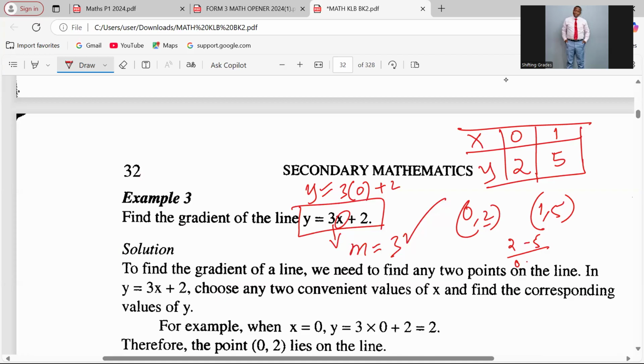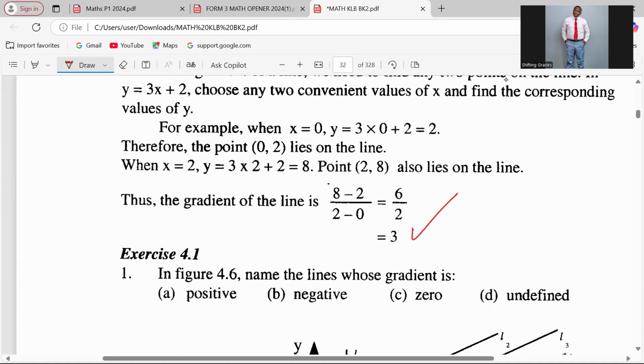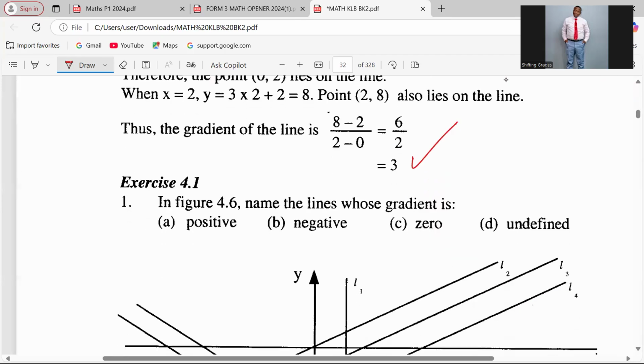Divide by 0 minus 1. So I'm getting negative 3 out of negative 1, which will be 3. Yeah, the gradient will be 3 at the end of the day. The gradient is 3. We can pick any coordinates.